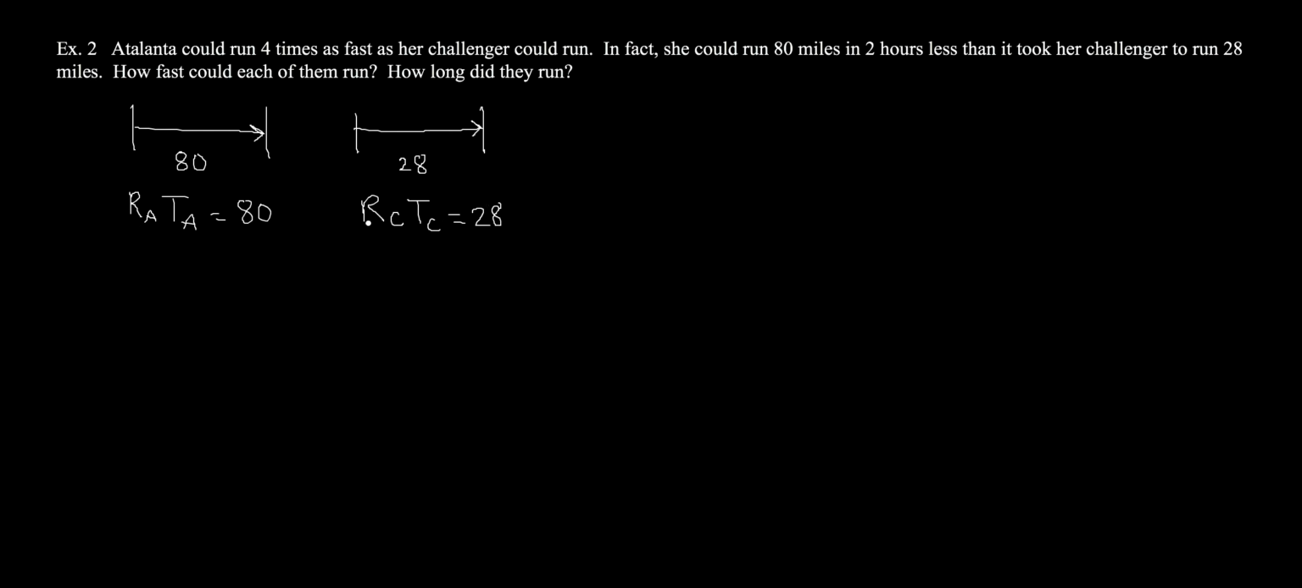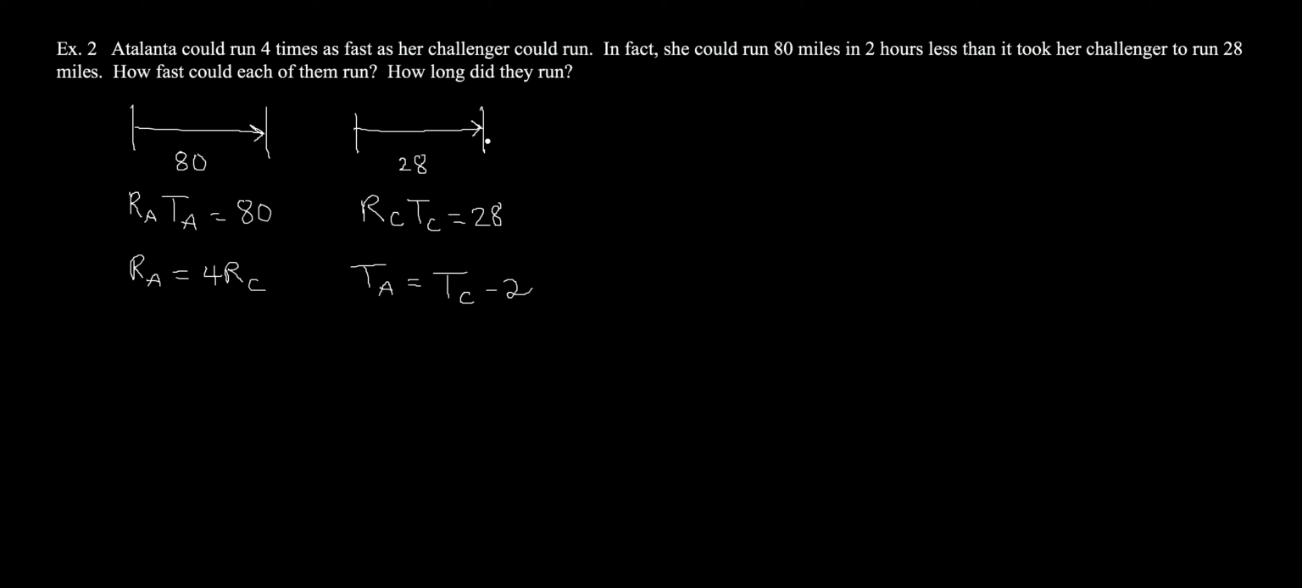Now we have to get 2 more equations because we have 4 variables. We know that the rate of Atalanta was 4 times the rate of the Challenger. And we also know that the time of Atalanta was 2 hours less than the time of the Challenger. So we have our 4 equations just from this. The hardest part is to figure out what kind of distance problem you're talking about. When they give you the distances, you want to use this kind of problem.